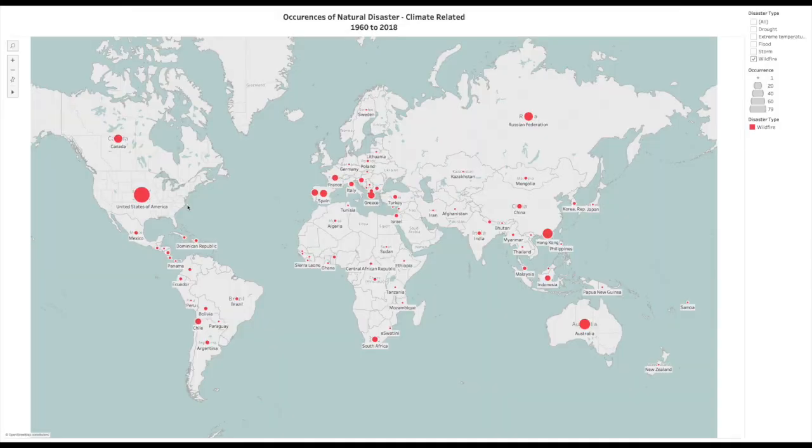Now let's take a look at the occurrences of natural disasters. Again, we refer to the map from 1960 to 2018, but this time I'm going to hone in on just wildfires. The size of the bubble reflects the number of occurrences, and what we see in the United States is that the total affected was over 1 million. The damage over $40 billion. So let's go look at the areas in the US where wildfires hit.